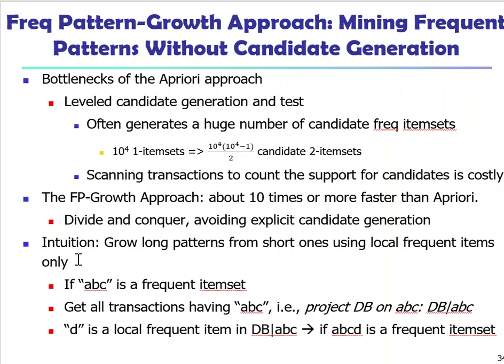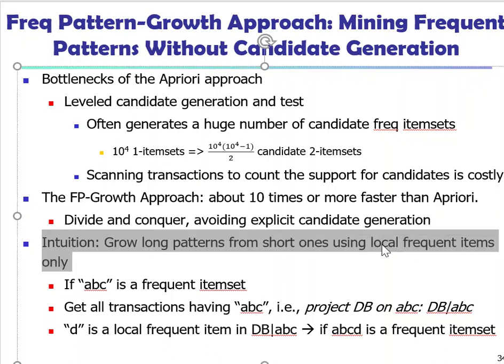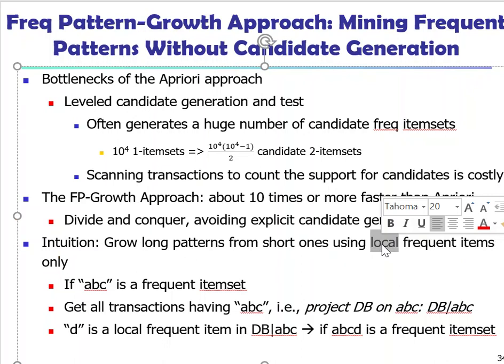So the intuition behind the FP-Growth method is to grow long patterns from short ones using local frequent items only. So local, what does local mean? Local means a partition. Not the entire database, but only the part of the transactions that's relevant for a subset of tasks.